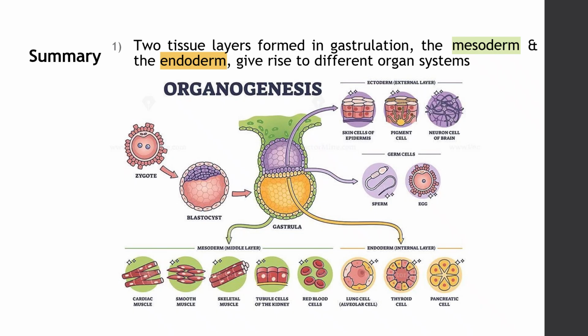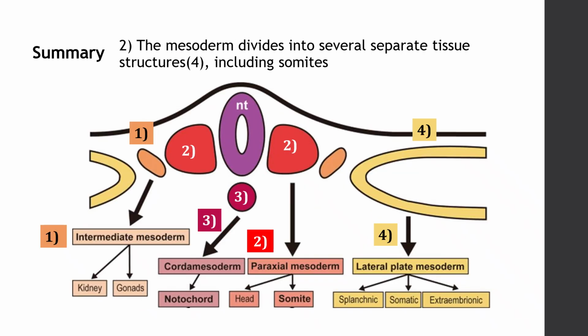Okay, and with this, we finish the kidney development as a model of organogenesis, in particular for reciprocal induction. So I want to give you 5 ideas before you leave. The first one is that two tissue layers forming at gastrulation, the mesoderm and the endoderm, give rise to different organ systems, as we studied here, and we talked about some of these structures. The second one is that the mesoderm divides into several tissue structures, and we talked about 4: the intermediate, the paraxial, the notochord, and the lateral mesoderm.